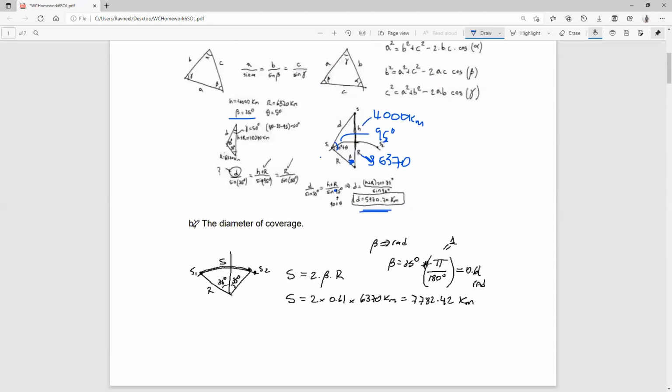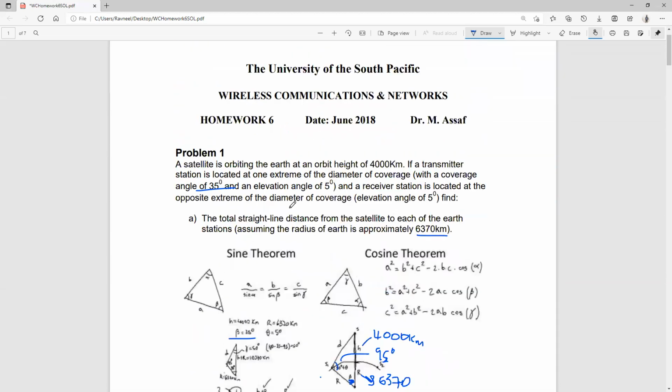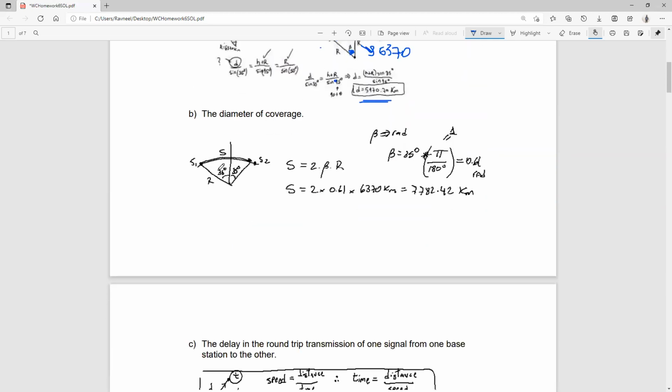Moving on to part B of this question, the diameter of coverage. So we need to find this particular part over here. Let's say the satellite is located somewhere here.